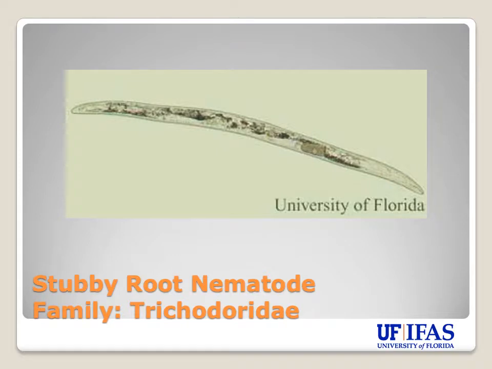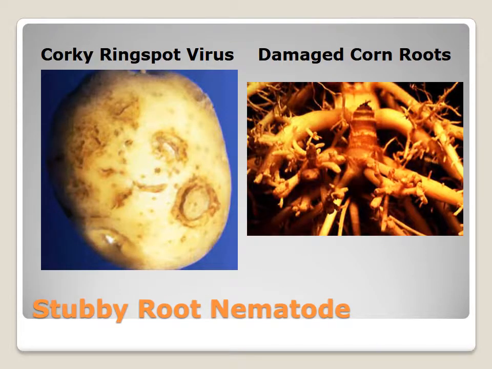Stubby root nematodes are also a problem here in Florida. They got their name from the type of damage that they cause to plants. Here on the right hand side you can see some damaged corn roots, and these nematodes will snip the roots off and make them look stubby or stunted. This nematode can be a major problem to commercial growers because it helps to transmit viruses also.